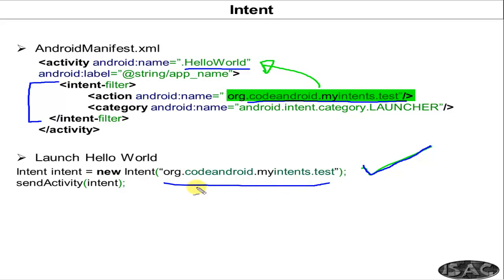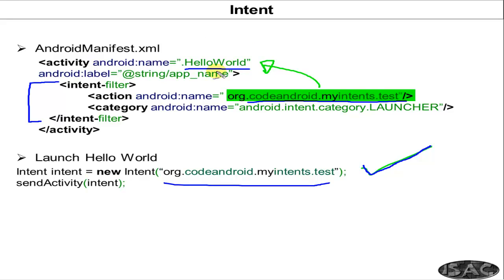But how does just naming the action trigger this activity? Naming the action will trigger this activity because Android will try to find out, is there any activity who is listening for this action? Since I have already defined this activity listening for this action, it gets picked up by Android, and Android launches this activity on its own.